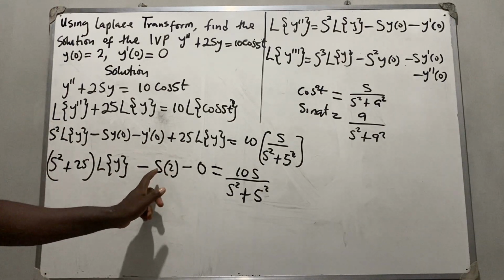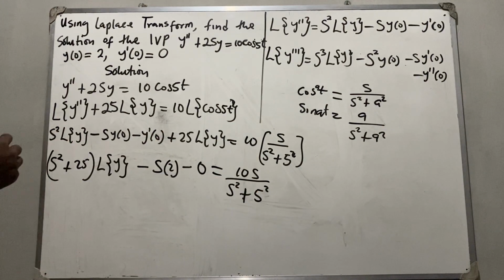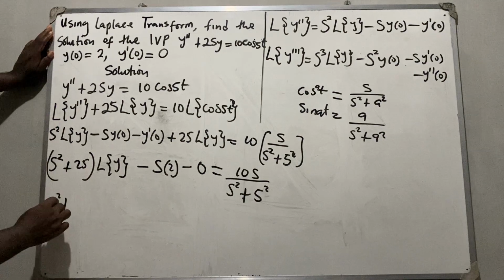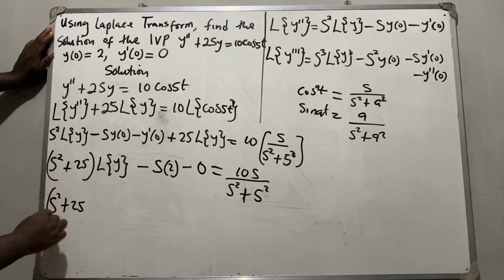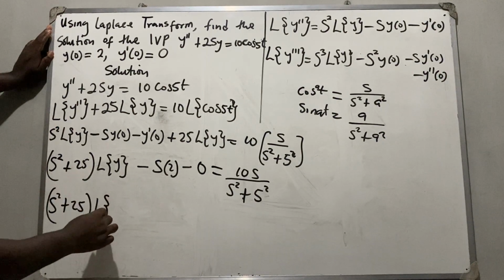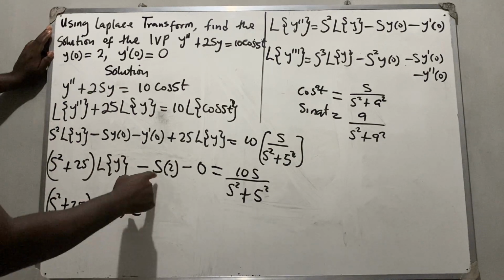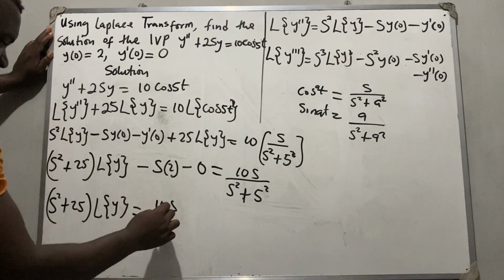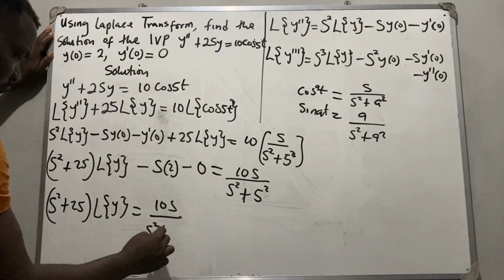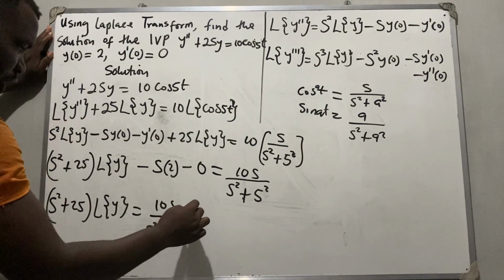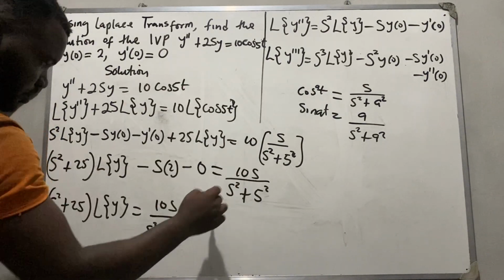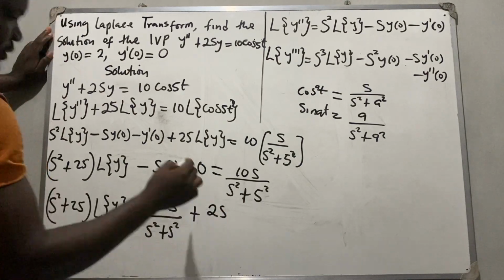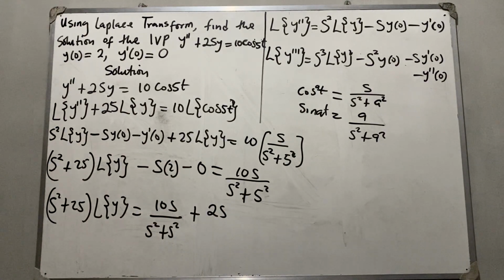This one is gone. So I'm going to take this one to this side. So I'm going to have s squared plus 25, all in bracket, of the Laplace transformation of y, is equal to, this time, 2s. Going to this side becomes plus. So I have 10s all over s squared plus 5 squared, then plus, because it's already minus, going to this side becomes plus 2s. Okay. Now the next thing to do is to make the Laplace transformation the subject of the formula.